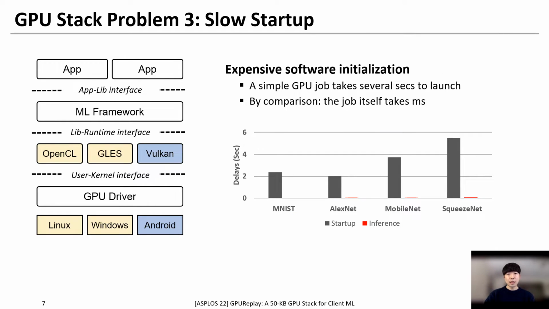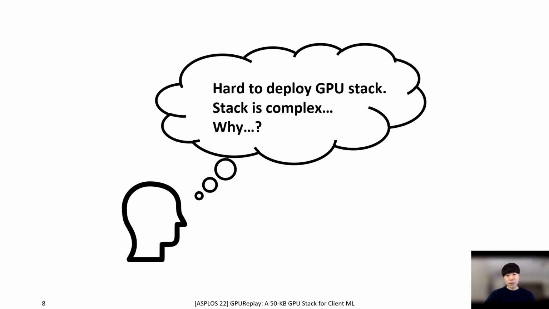Third, the stack leads to a slow startup of GPU applications by adding unnecessary delays. For instance, launching a simple GPU job may take several seconds when it's first run. In contrast, the computation itself takes milliseconds. Such problems make it hard to deploy the GPU stack. The root cause is the complex GPU stack. So, where does the complexity come from?